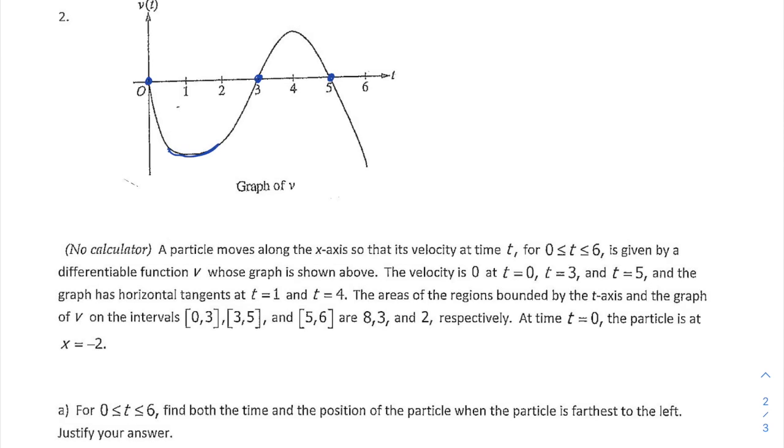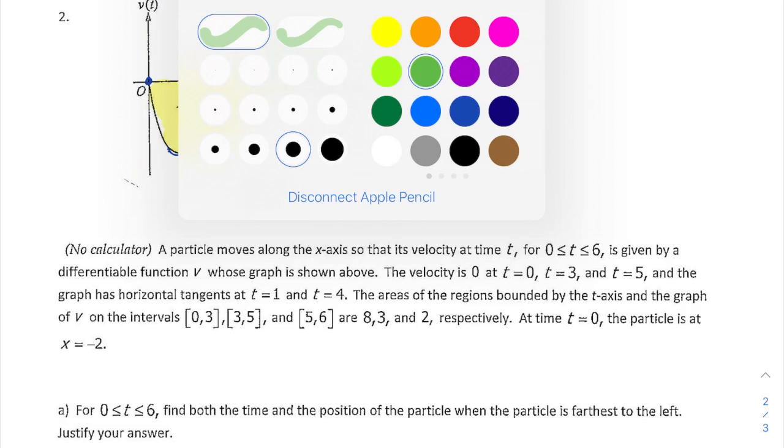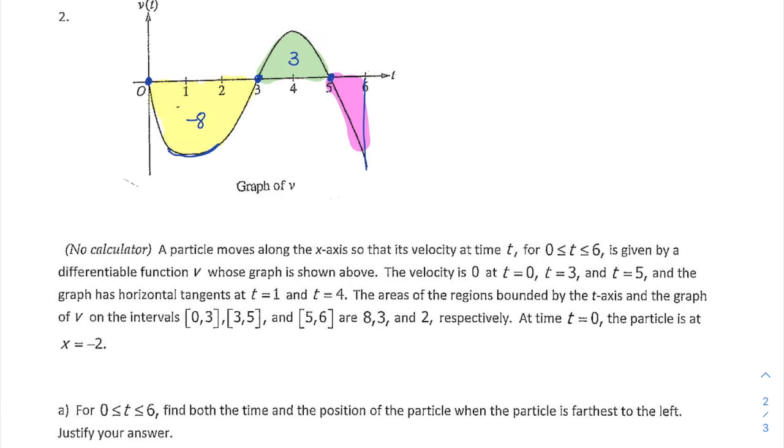So this region, I'm just going to highlight it yellow, has an area of 8, and more specifically, it's a negative 8, meaning the function is moving to the left at that point. This region in green we were told has an area of 3. And then if I drew a straight line down here, let's give it another color, this pink region has an area of negative 2. So that's actually doing a lot of the hard work for us right there.